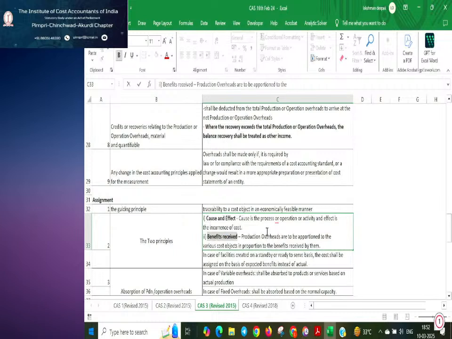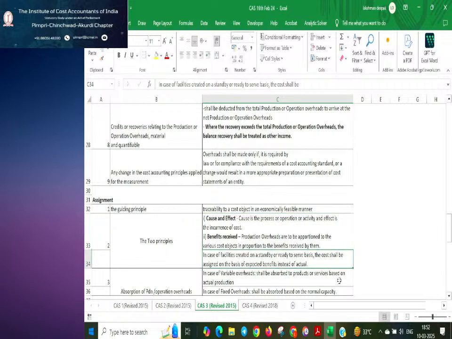So what is cause and effect? Cause is the process or operation or activity, and effect is the incurrence of cost. These are the two guiding principles. We have already seen in umpteen number of cases wherein we take these two principles. Either we go by cause and effect. Cause means the process or operation or the activity itself. That is the cause for which we have incurred the cost. Effect is incurrence of cost. Okay. Benefits received. By this production overhead, what is the benefit you receive? That is what is benefits received.